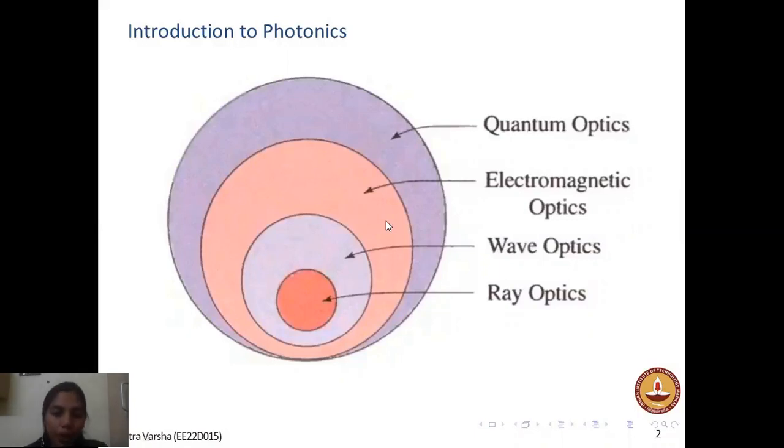We'll go through one by one and look into the basics of each of the theories. At the end, we will have a basic understanding of photonics as a whole.